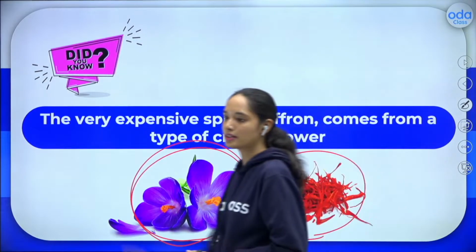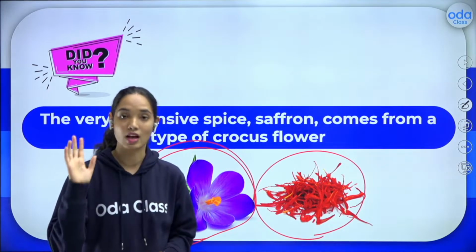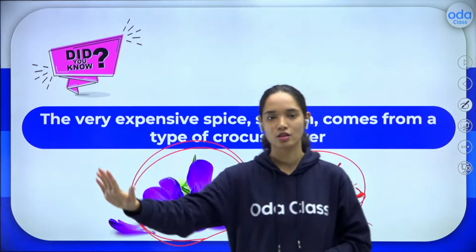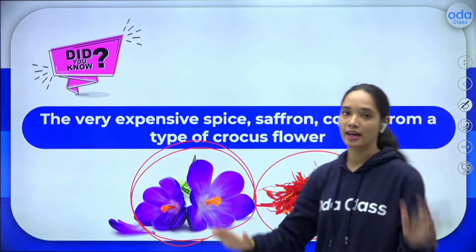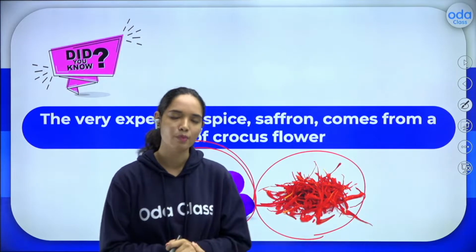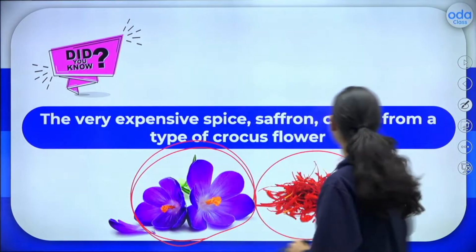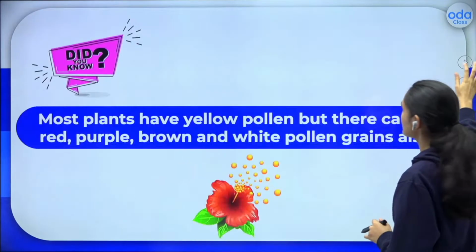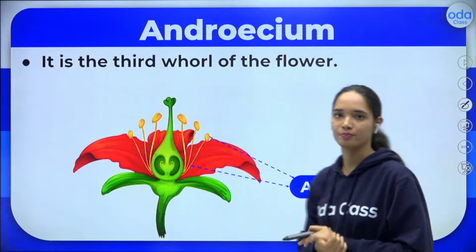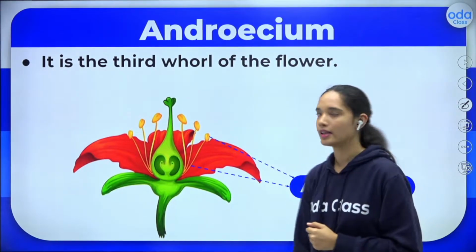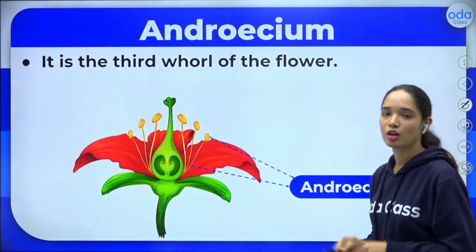So now we learned the first whorl, the outermost one, the calyx, that is whorls of sepals. The second whorl is the corolla, which contains petals. Now it's time to learn the third layer, the androecium. What is this androecium basically? This is the third whorl of a flower.